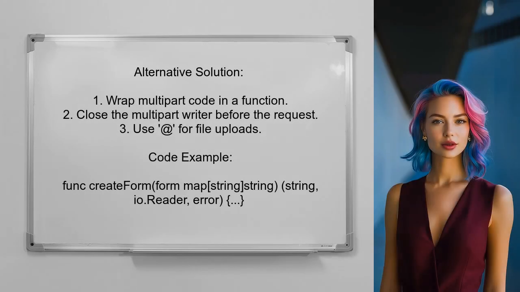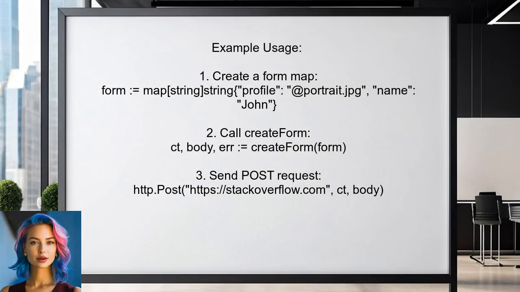An alternative approach shared by another user involves wrapping the multipart code in a function. This method ensures that you close the multipart writer before making the request. They also use an @ symbol as a heuristic for file uploads, similar to curl. In their example, they create a form with a profile image and a name, then use the create form function to prepare the request. Finally, they send the post request to the specified URL.